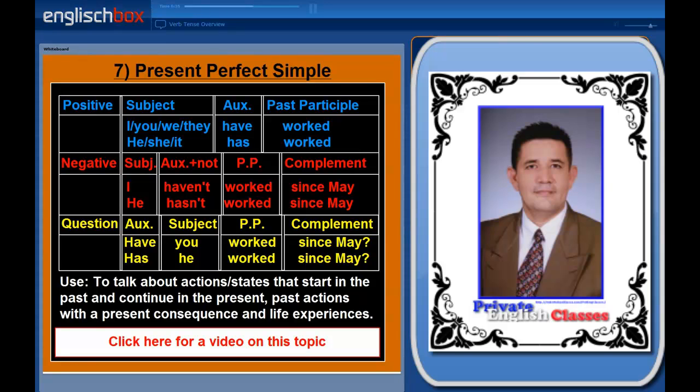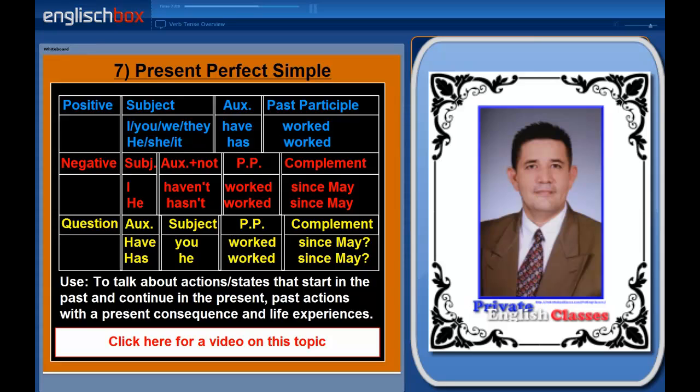Tense number 7 is the present perfect simple. Now this tense causes many problems for people learning English. And we use this tense when we are talking about an action or a state that started in the past and is still true in the present. We also use it for actions that happened in the past but have a present consequence, and to talk about life experiences.